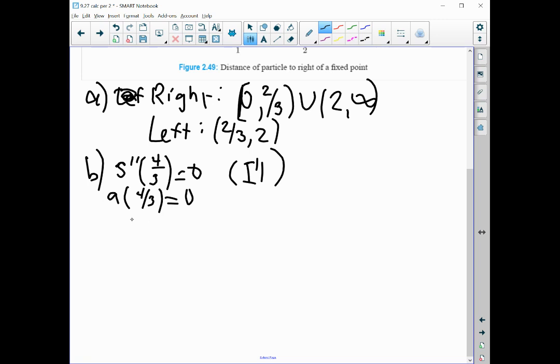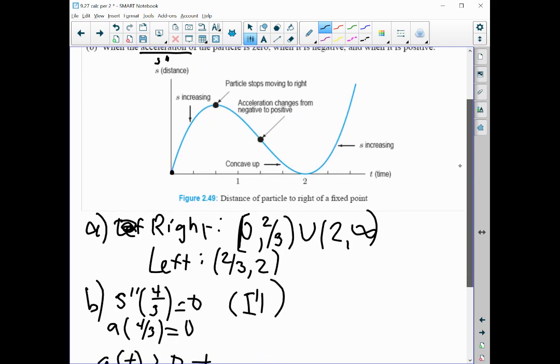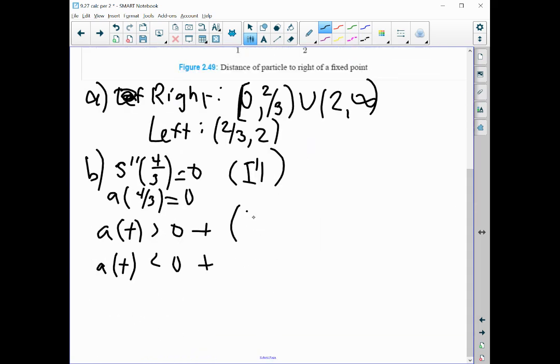Then I want to know where A of t is positive and A of t is negative, or acceleration is positive, acceleration is negative, where the graph is concave up and concave down. So it's concave up from 4/3 to infinity, and it is concave down from 0 to 4/3. Those are parentheses because at 4/3, the acceleration is actually not greater than 0. It is 0. At 0, if you want to include 0, you can because it's an endpoint.